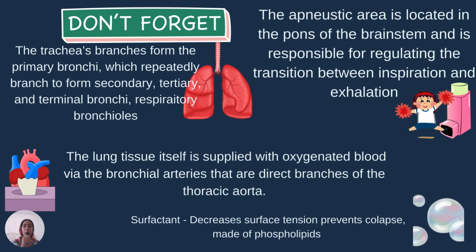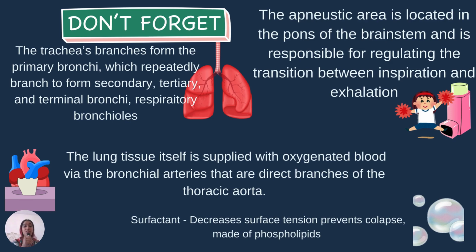You probably wonder why our pons is on top of this inhaler, because I want you to remember pons, inspiration and expiration. That's it. Just remember pons, inspiration, expiration. Lung tissue is supplied with the bronchial arteries that are direct branches of the thoracic aorta.